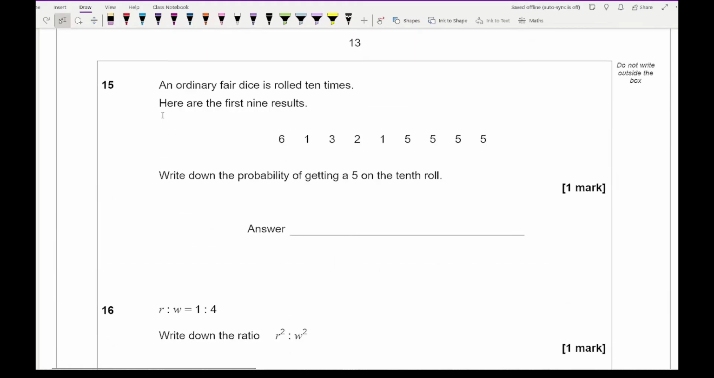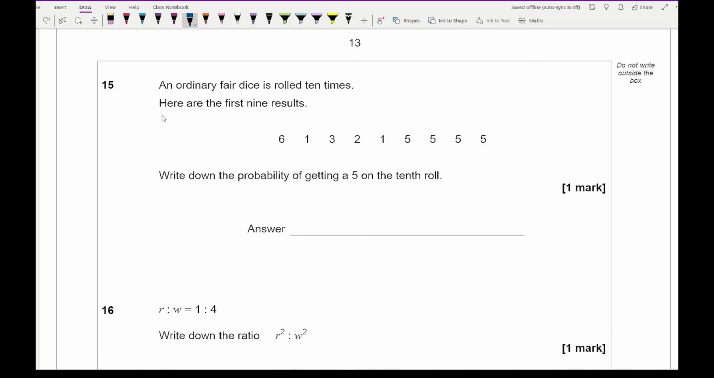Moving on to question 15, it says that an ordinary fair die is rolled 10 times. Here are the first 9 results, and the question is asking me to write down the probability of getting a 5 on the 10th roll. For this, we need to remember that rolling a die is independent. So when you roll 1 die, whatever score you get, it's not going to be affected by the other rolls. So we need to ignore those 9 previous results.